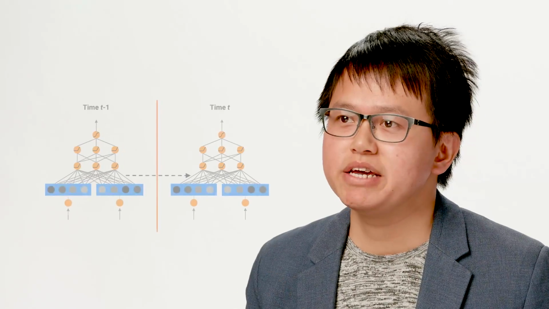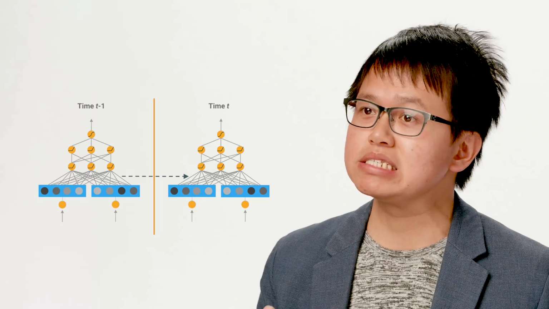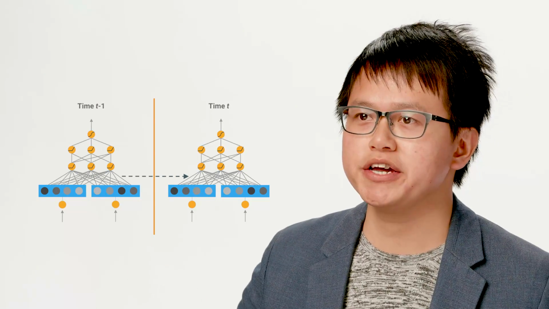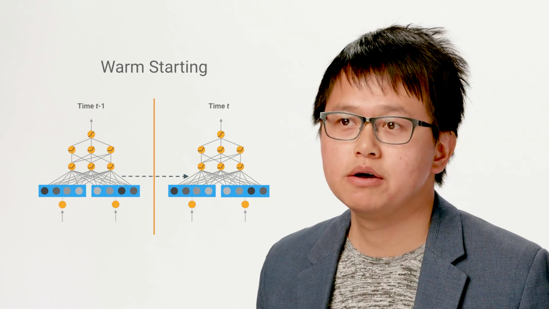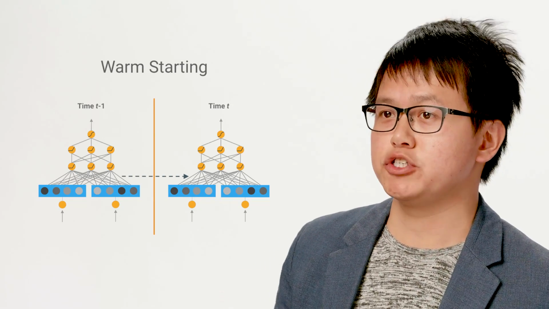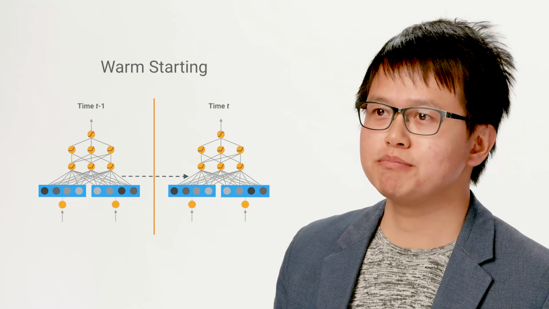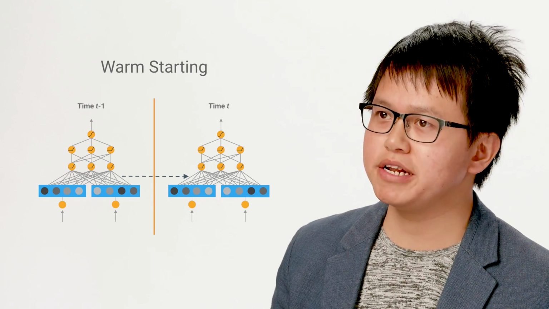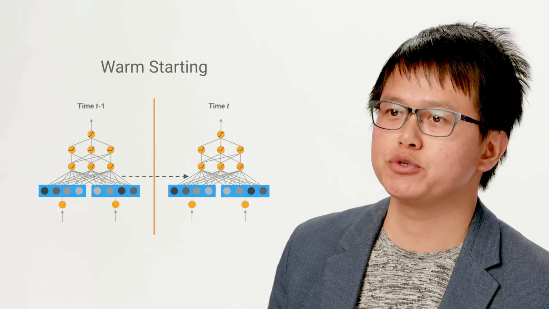So, one technique we found pretty useful for balancing this quality and resource trade-off is called warm starting, which means transferring a subset of model parameters, such as embeddings, from a previous model version. Warm starting allows models to converge to better quality faster with less resources.